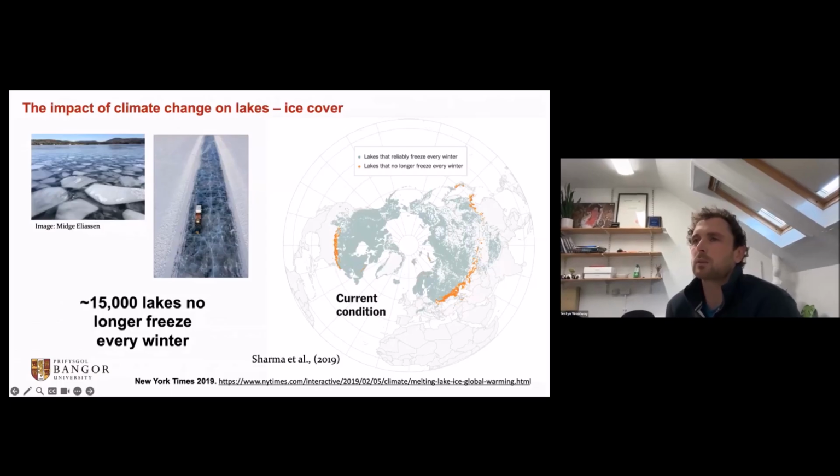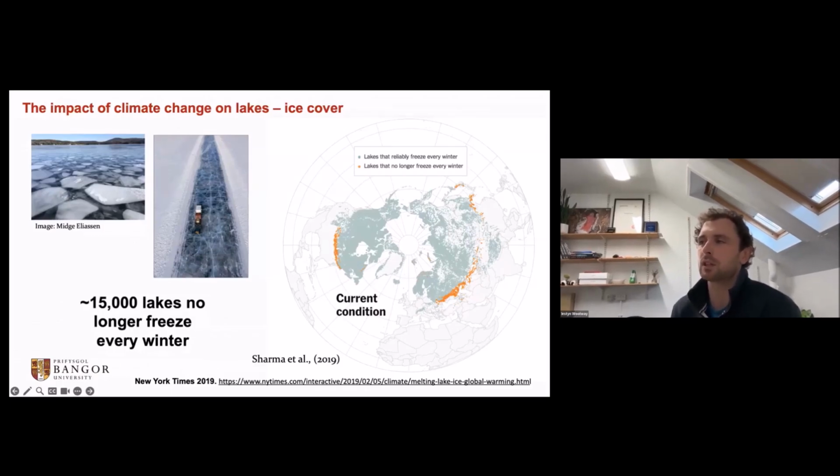So one of the things that we did as part of this study was trying to simulate how this map changes by the end of the century. And basically to understand how the number of lakes worldwide that freeze or don't freeze changes under different climate scenarios.